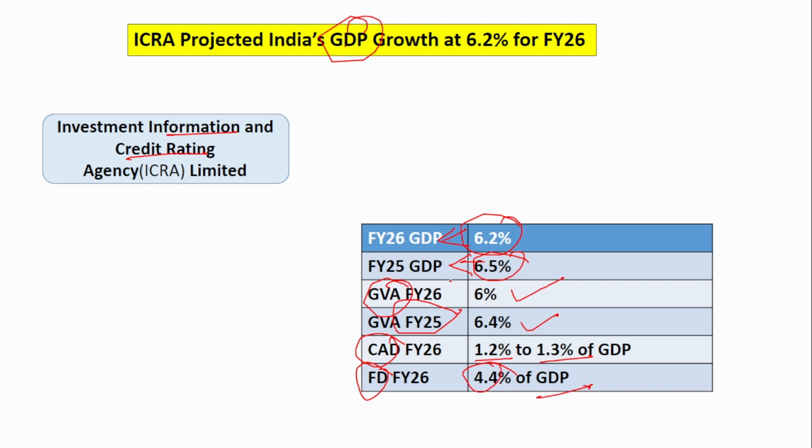Okay, here you have to remember all the numbers. It is very, very important. So financial year 26 GDP 6.2%, gross value added 6%, current account deficit 1.2 to 1.3, and the fiscal deficit is around 4.4% of the GDP. Remember all the numbers, it is very important.